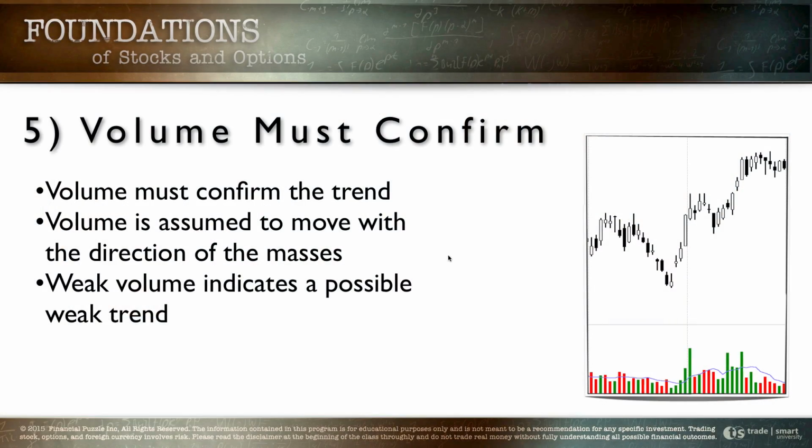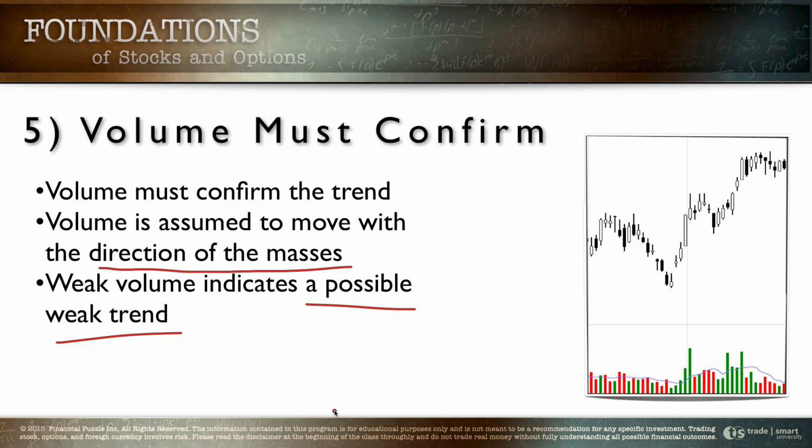And so the theory goes like this. Volume must confirm the trend. Volume is assumed to move in the direction of the masses. Whichever direction the majority of market participants are going, that's the assumption that the volume is going with that. And so weak volume indicates a potential weak trend, whereas strong volume indicates a potentially strong trend.